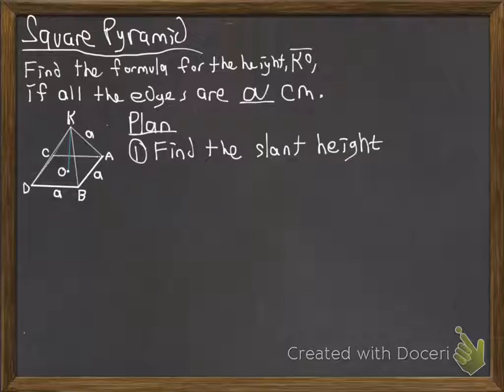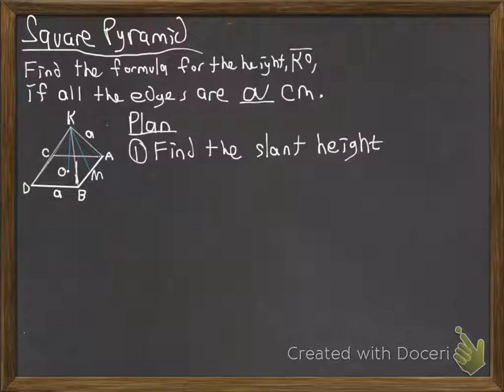So let's begin with the plan. The first thing we need to do is find a formula for the slant height. So that is this guy right here. It starts at the apex, which is at K, and it meets at the midpoint of AB. Okay, and let's call the midpoint of AB M. So I'm going to go ahead and erase this A here. That represents the distance of AB, which is A. So we have the midpoint here, M.